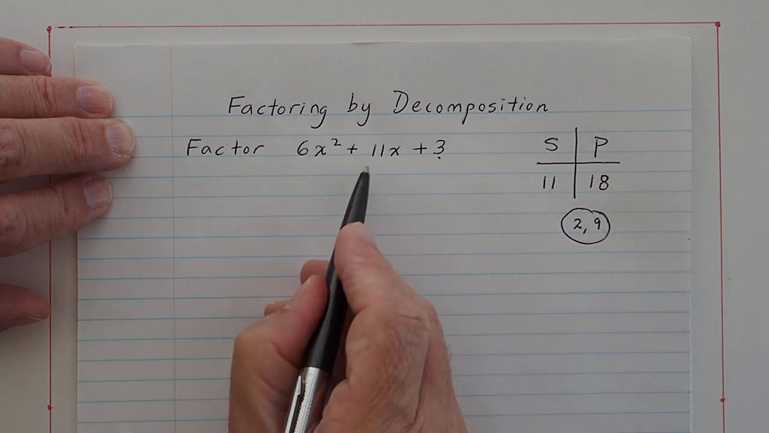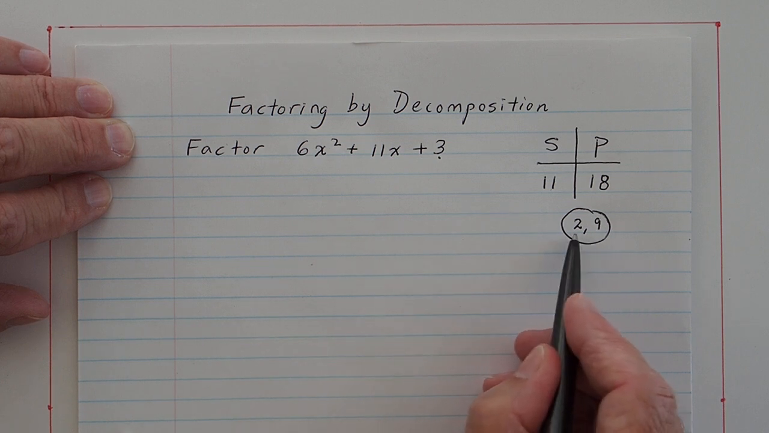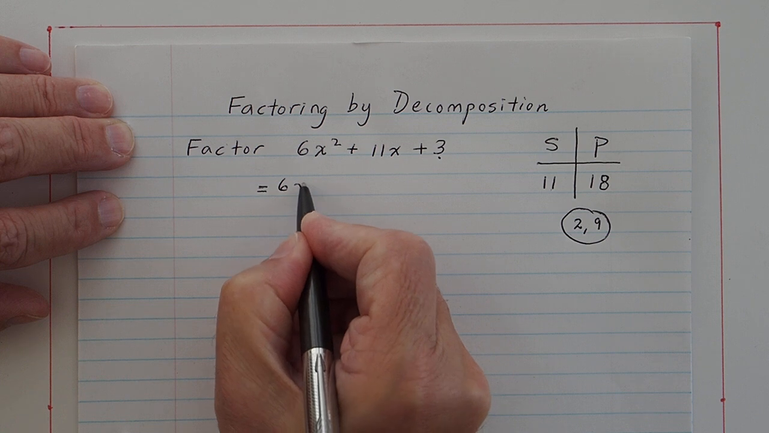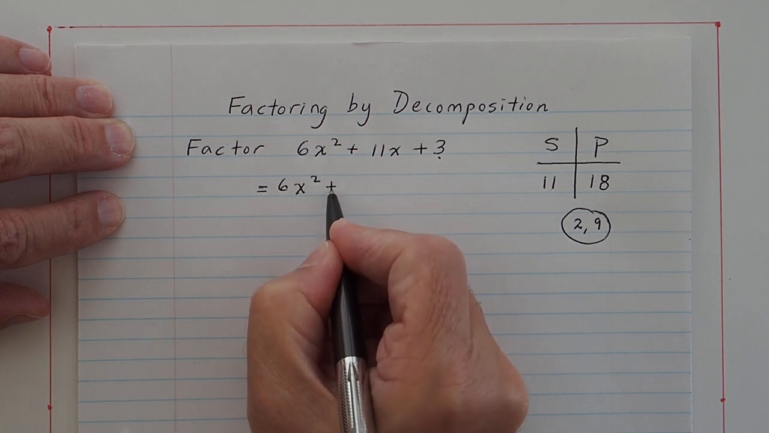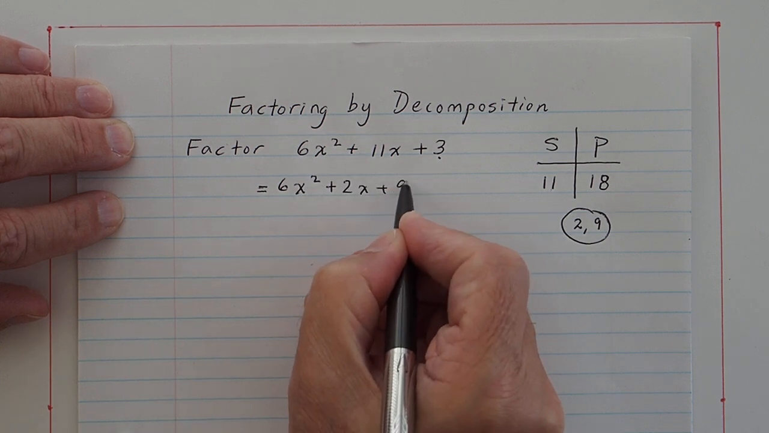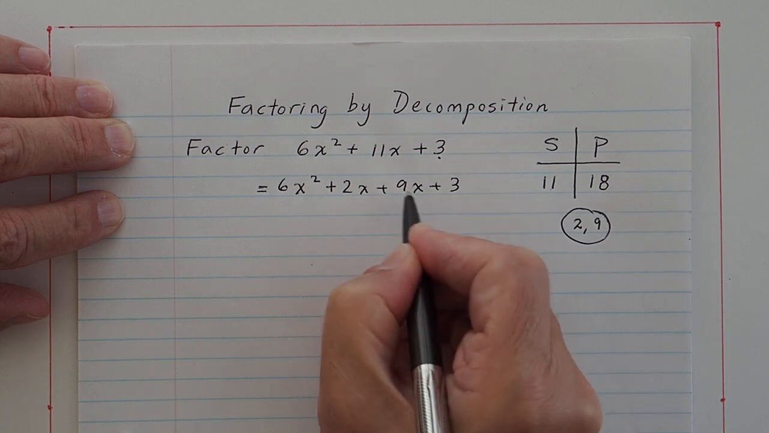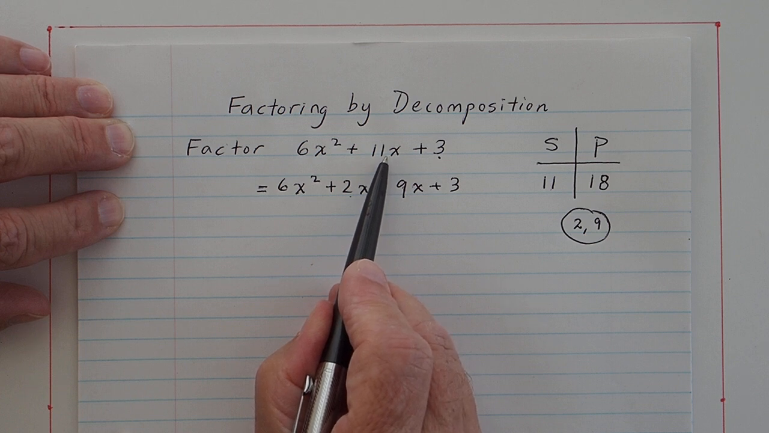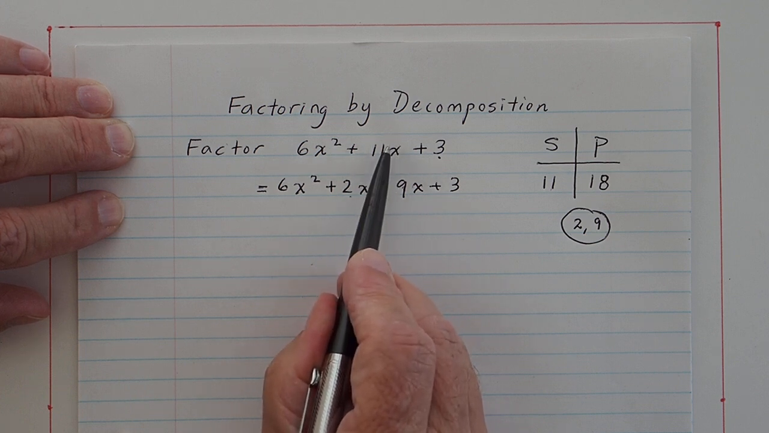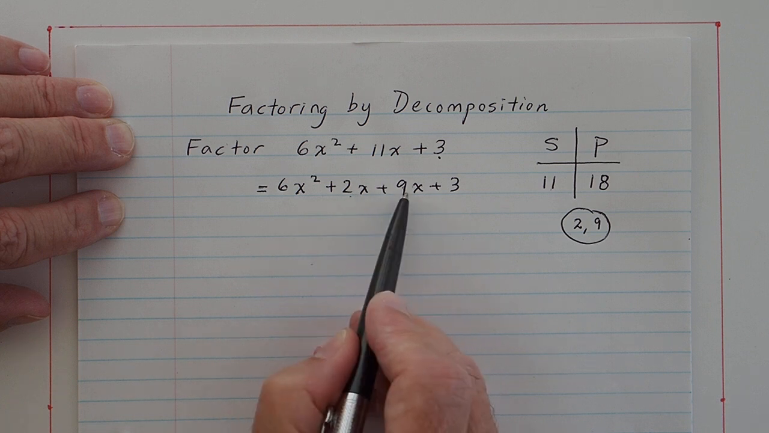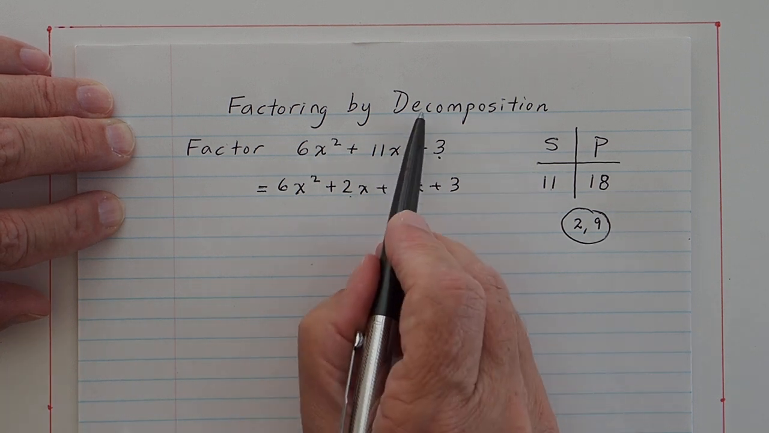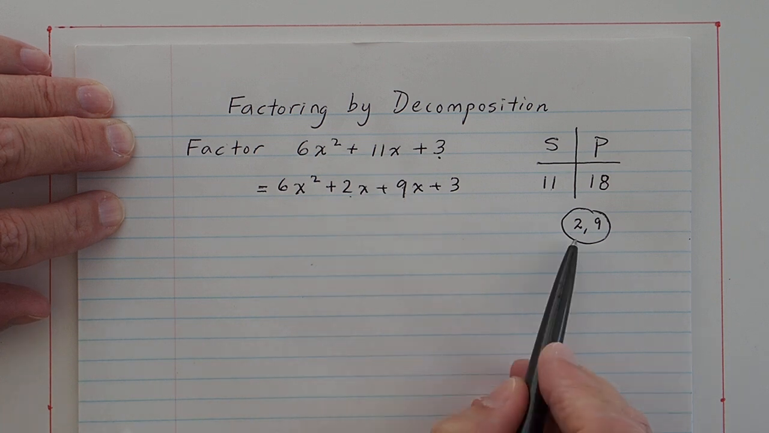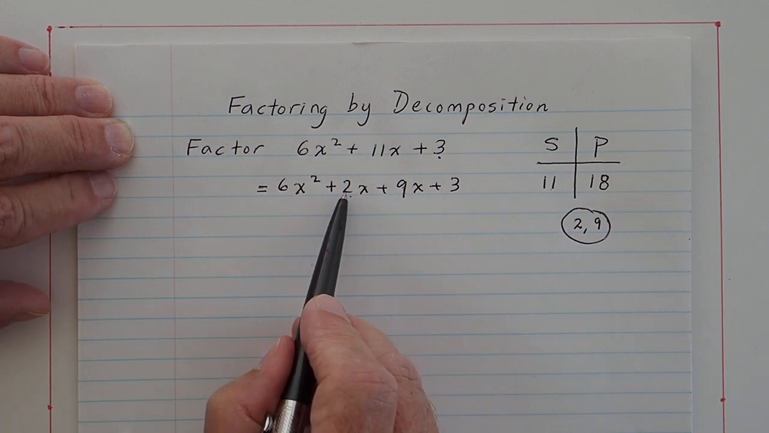Your next step is to decompose the middle number according to these numbers you just found. So then you'd write equals 6x squared plus 2x plus 9x plus 3. Now, 2x plus 9x is exactly equal to 11x. 11x has been decomposed into these two numbers. That's the reason for this word here, decomposition. You're decomposing the 11 into 2x and 9x. These two numbers can be written in any order. I could have put the 9 first.